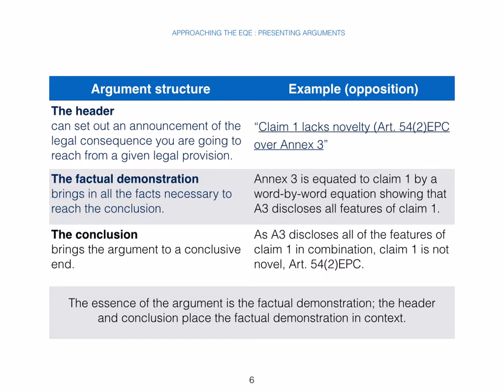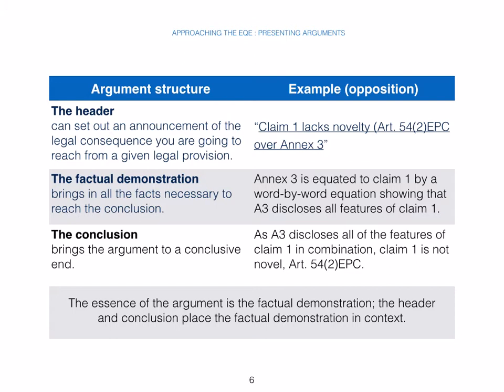Here on the left I have the argument structure, and on the right I have an example from a theoretical opposition paper. So first is the header. The header can set out an announcement of the legal consequence you are going to reach from a given provision, and a typical header for the opposition paper would be Claim 1 lacks novelty, Article 54(2) EPC over Annex 3, or you could have a more neutral header saying Claim 1 novelty, Article 54(2) EPC over Annex 3.